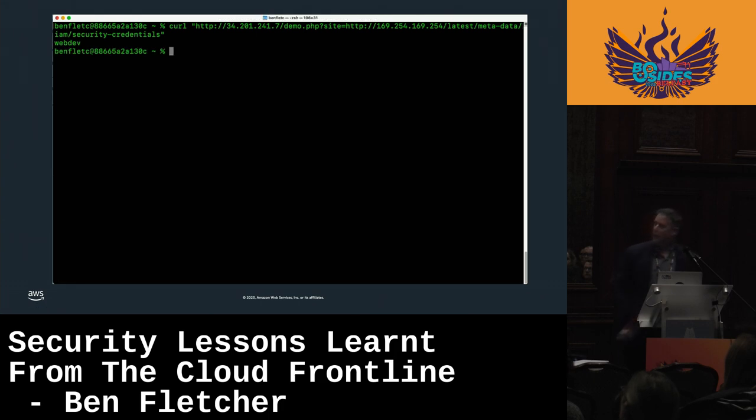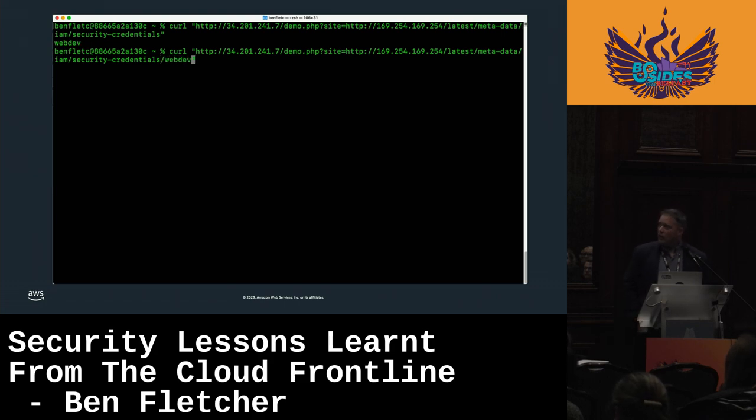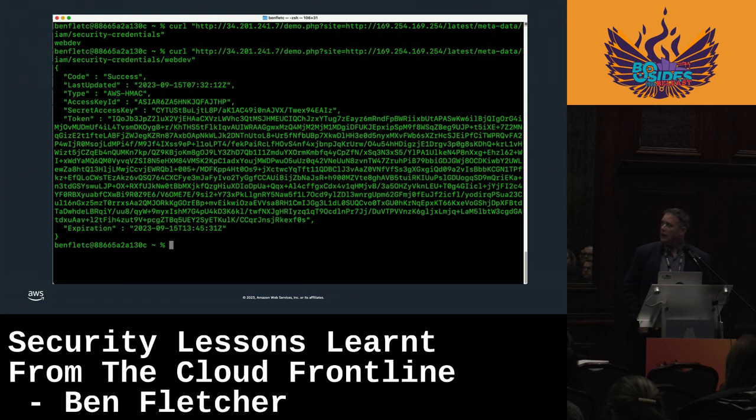I run that and it's called web dev. Ooh, that's exciting. What does web dev tell me? So I can now go inside web dev and here you go. This is the access key, the security access key, and the token.